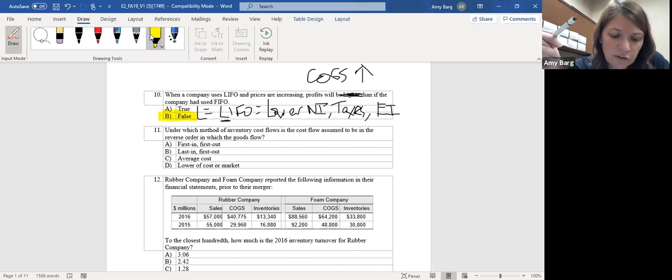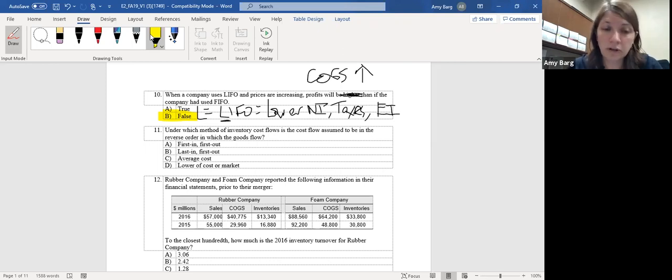Under which method of inventory cost flows is the cost flow assumed to be in the reverse order in which the goods actually flow? So if you're a company and you have stuff sitting in inventory, you're not going to sell the newest stuff first. You're going to sell the oldest stuff, right? If you're a grocery store and you've got milk, you're going to sell the stuff that's going to expire sooner to get it off of your shelves.